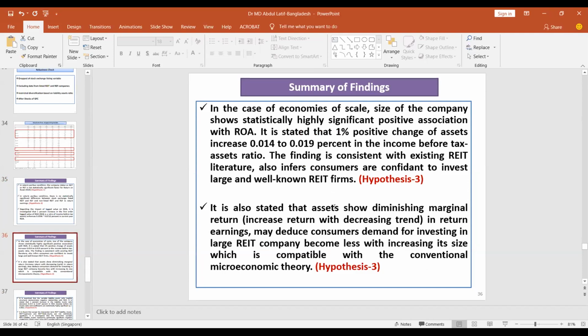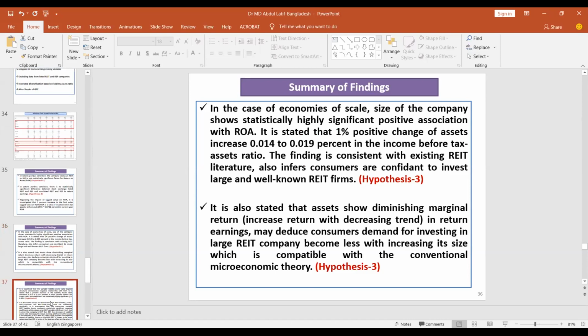Regarding hypothesis 3, in the case of economic scale, the size of the company shows a statistically highly significant positive association with return on assets. A 1% positive change in assets increases the income before tax to asset ratio by 0.014 to 0.019%. This finding is consistent with existing REIT literature. It also infers consumers are confident to invest in large and well-known REIT funds. It also shows that assets show diminishing marginal return. Increased return with a decreasing trend in return earnings may make consumers' demand for investing in a large REIT company become less with increasing size, which is compatible with conventional microeconomic theory.